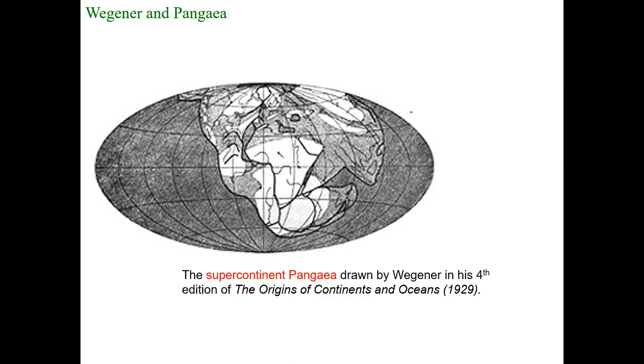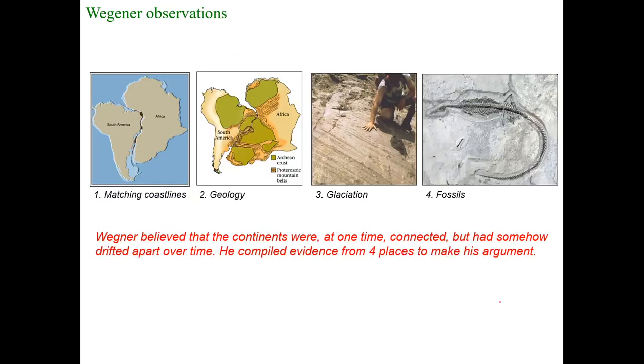So Alfred Wegener had this idea that all the continents were connected at one time, and he put together this one map called Pangaea, right? The one continent called Pangaea, in his very famous book, The Origin of Continents and Oceans. So Wegener believed that the continents were at one time connected, but had somehow drifted apart over time. He compiled evidence from 4 places to make his arguments.